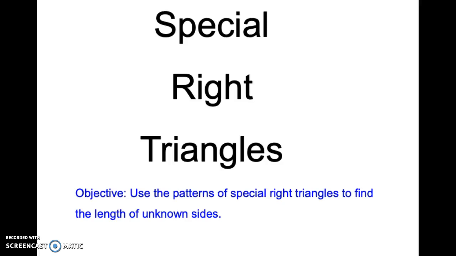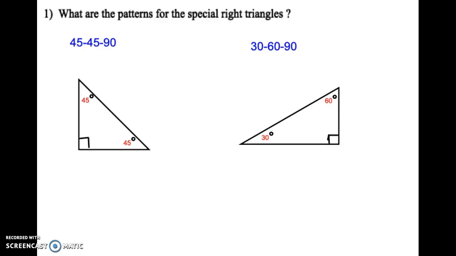Today we're going to take a look at special right triangles. These are triangles that occur quite frequently and get used a lot. The two types are 45-45-90 and 30-60-90. We're going to take a look at the 45-45-90 right triangle first.